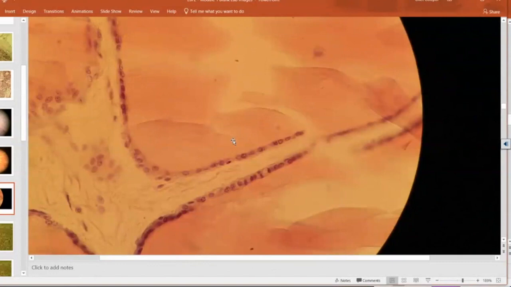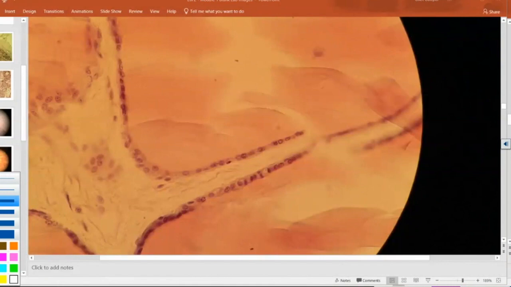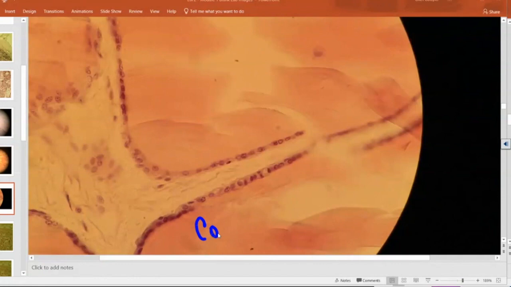Now, what I expect, even on this power, even though we haven't done this in depth, is that everybody can tell what this pink stuff is. That's the colloid. And this is how we describe it. It is the stored what?